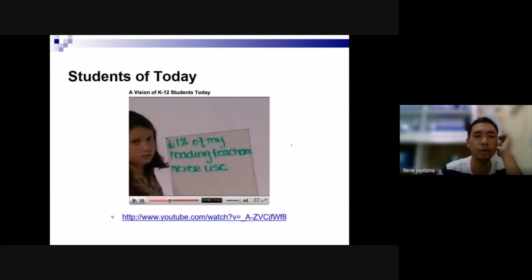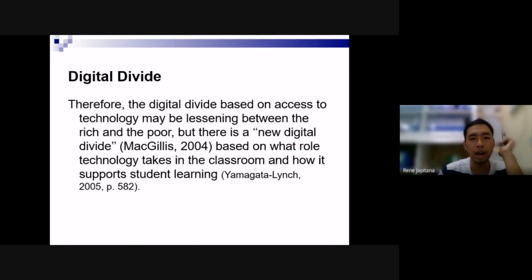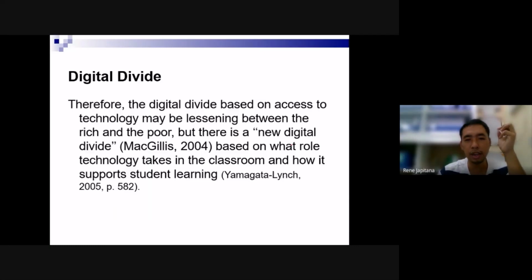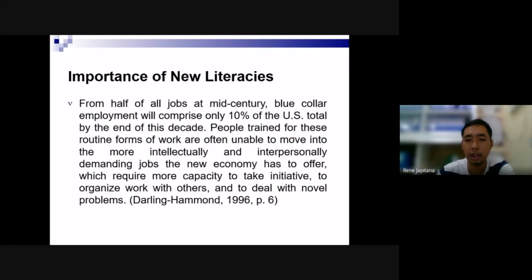Okay, let's have students today. The children today are always dependent on the internet. So we are divided digitally. Therefore, the digital divide is based on access to technology. If you don't have access, if you are limited in your access to technology, of course we are divided, because you will be misinformed. Your knowledge is lacking when you lack technology. So we now have what we call the new digital divide, based on what role technology takes in the classroom and how it supports students' learning.